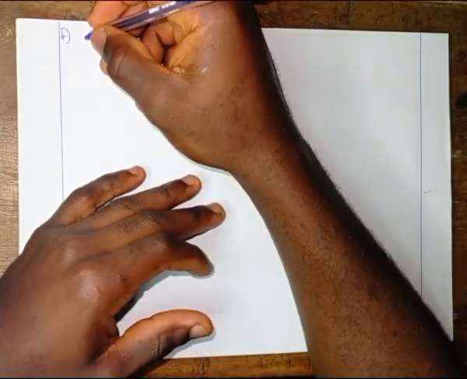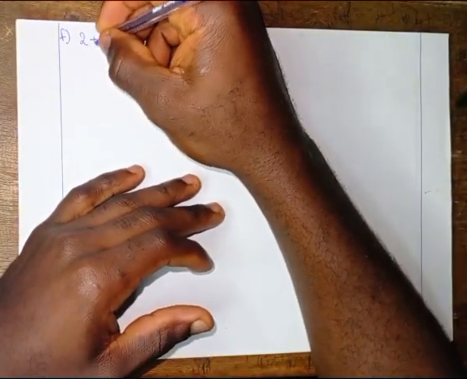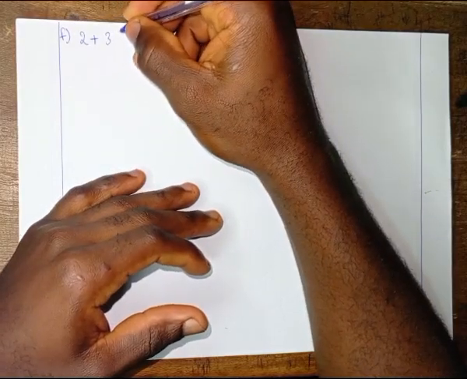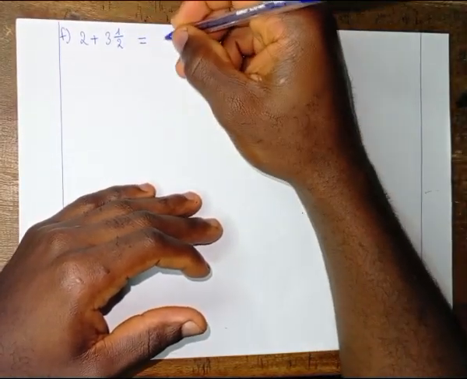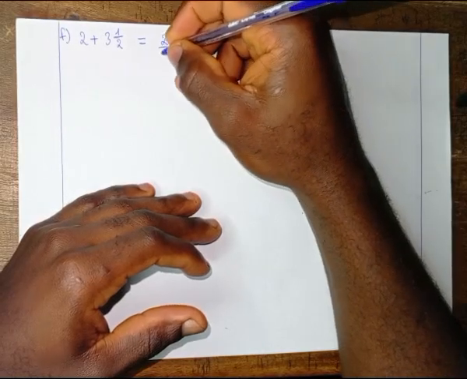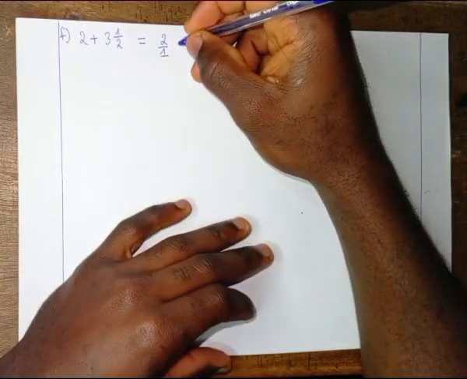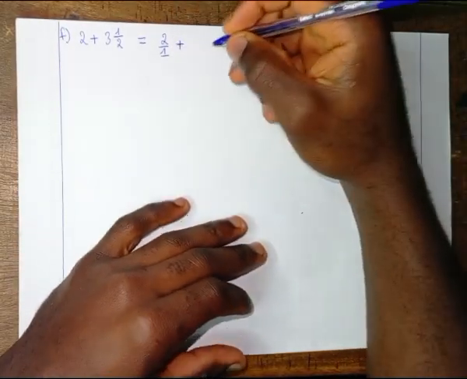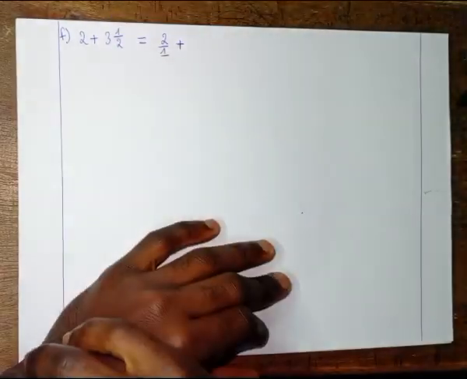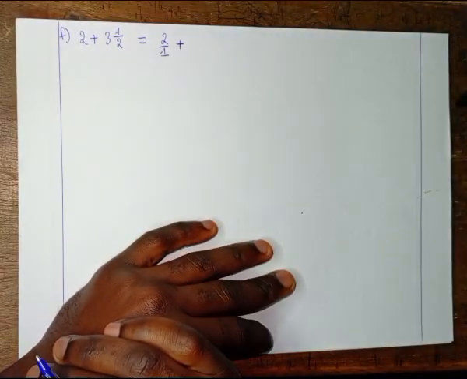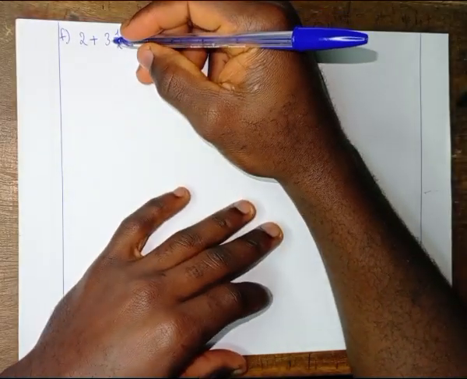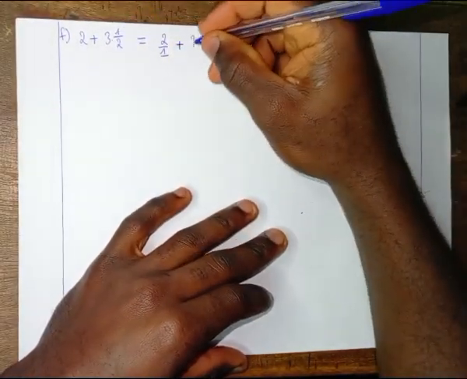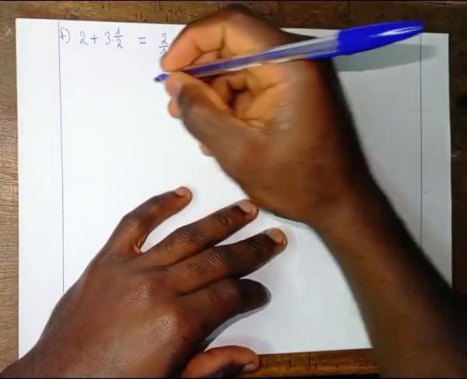We have 2 plus the mixed fraction 3½. We can write 2 as 2 over 1, plus... here I prefer we change this mixed fraction to an improper fraction. 2 times 3 gives us 6, plus 1, 7 on 2.